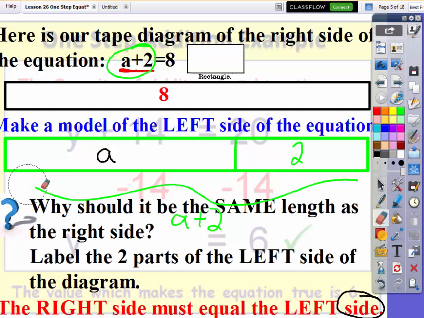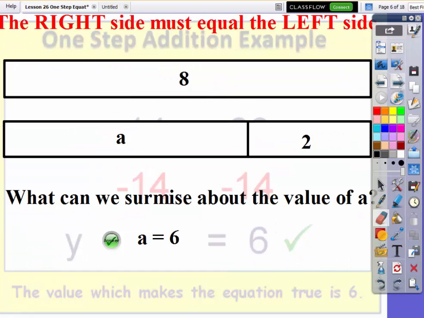Again, we already talked about why it needs to be the exact same length, why it needs to be the same from here to here as it is from here to here. It's because they both equal the same thing. The right side equals the left. So now we can move on to figuring out what exactly is a.